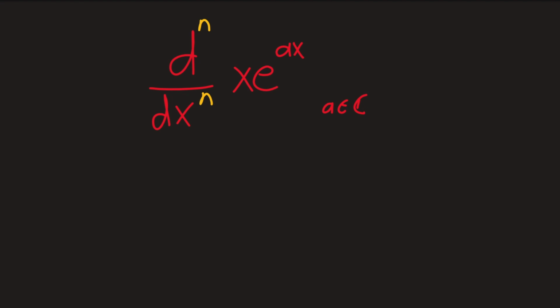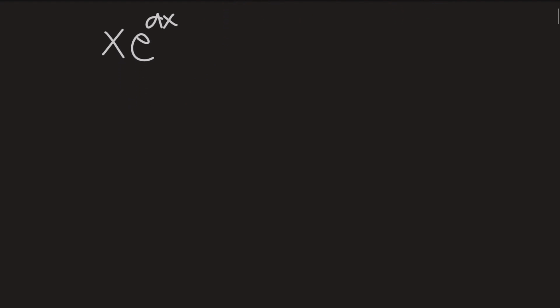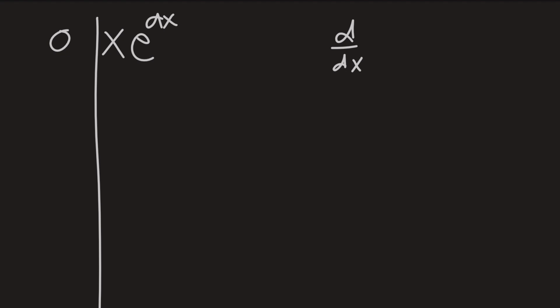So, what we're starting with is x e to the ax. And I'll write this in almost like a table format. We have our derivative number on the left, and then our actual function on the right. So the 0th derivative is just our normal function, which is just x e to the ax. So if we differentiate that once, and we'll do this 1, 2, and maybe 3 times.